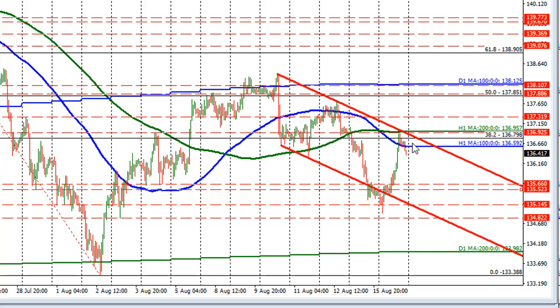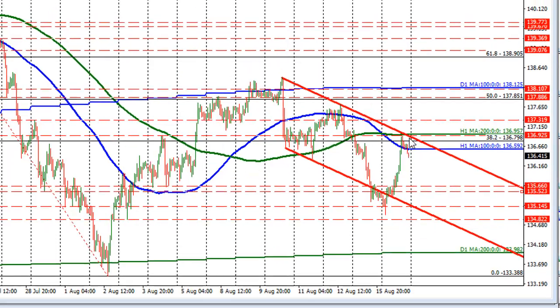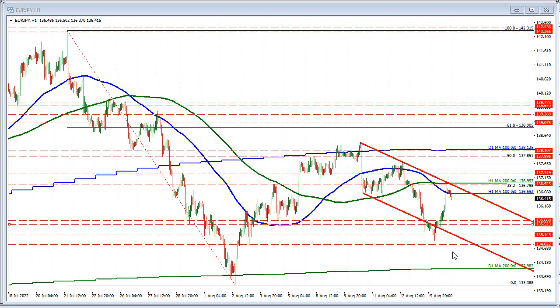So all those levels, those 1, 2, 3, 4 levels, need to be broken in order to tilt the bias back to the upside. Absent that, the sellers are still more in control, with this swing area down here as the next downside target, followed by the old trend line through here, and our low price that we saw here and here would all be targets on the downside for further downside momentum, if again these levels cannot be taken out. So there's an interesting view of the euro versus yen.